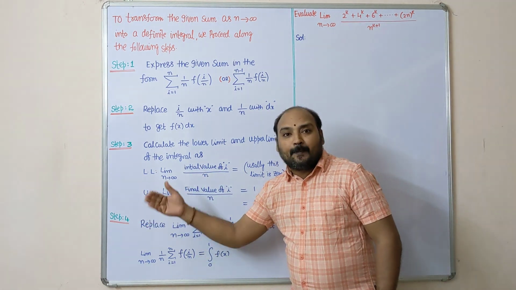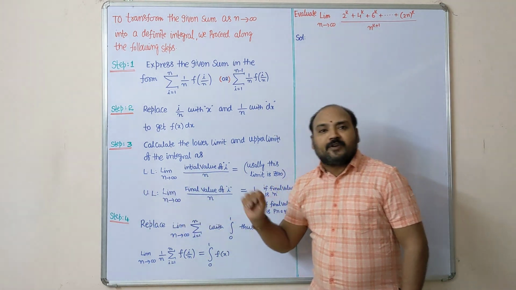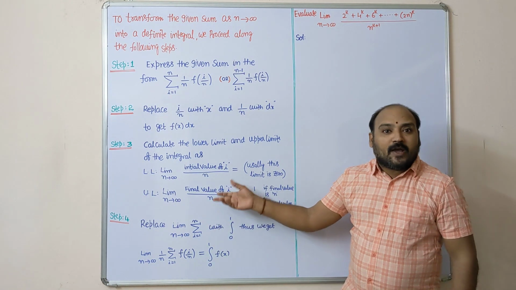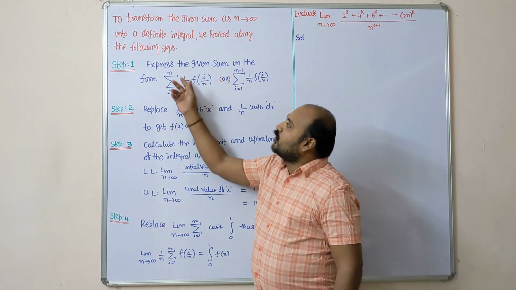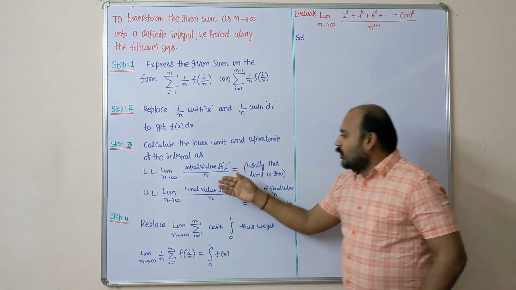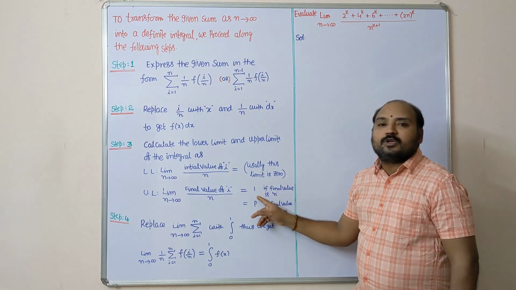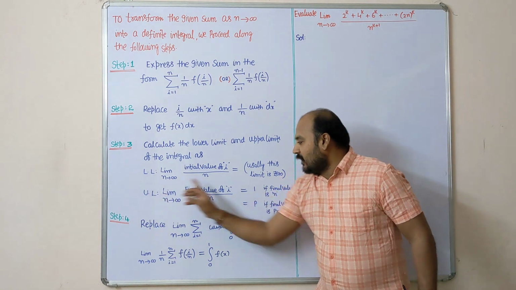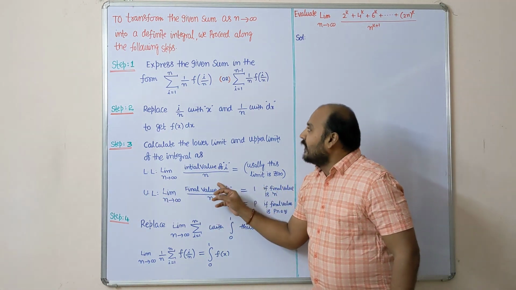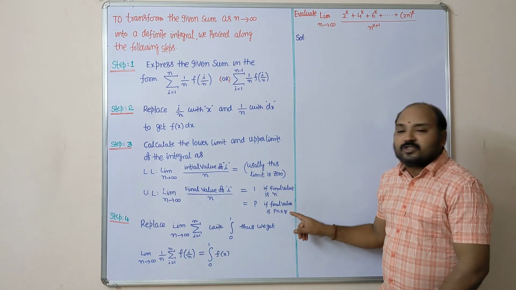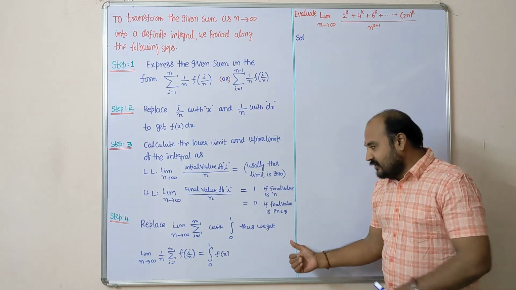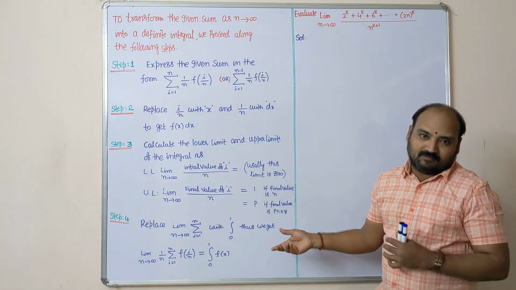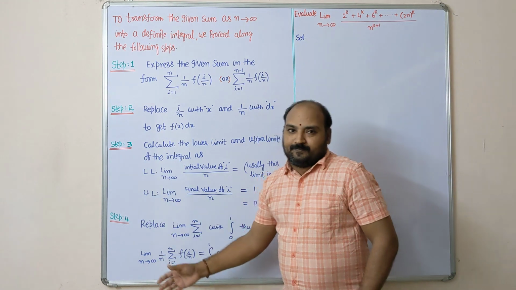Now come to UL, upper limit: limit n tends to infinity, final value of i divided by n. Suppose i is equal to 1 to n, the final value is n. So n by n is equal to 1, and the upper limit is 1. Other than n, it can be like pn plus or minus q. That also I will give as an example here, students. In that case the answer is p, whatever the n coefficient is. This is about step 3.